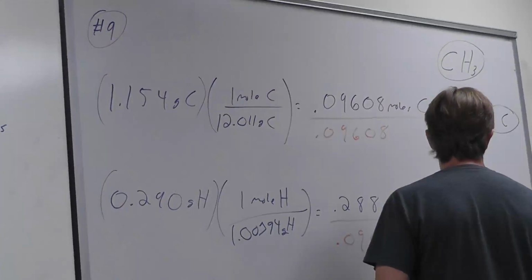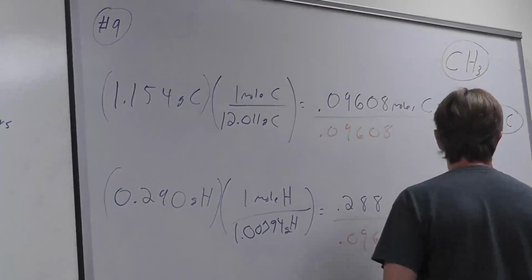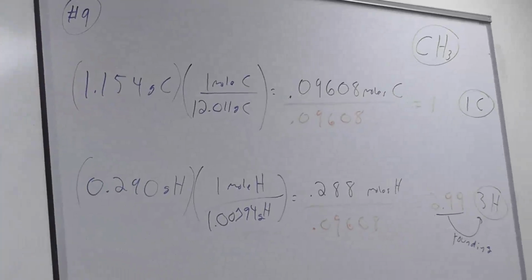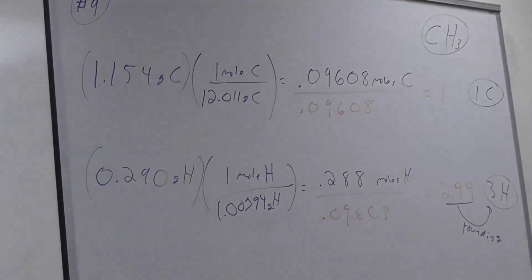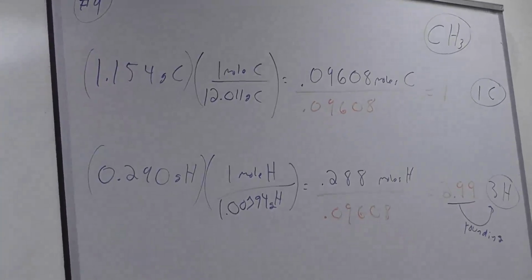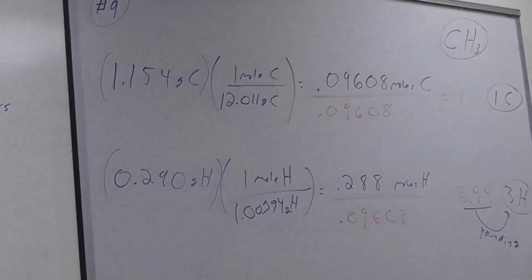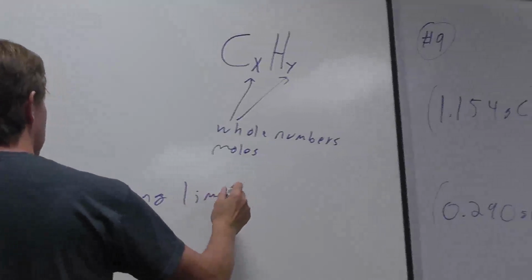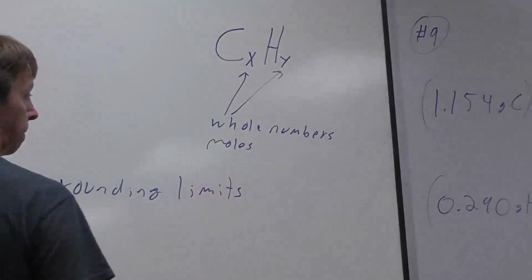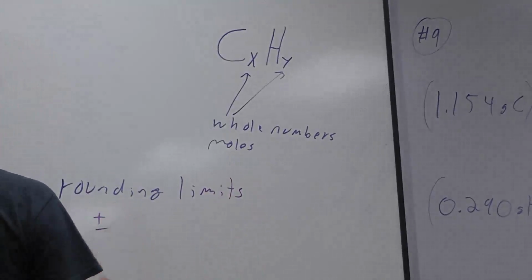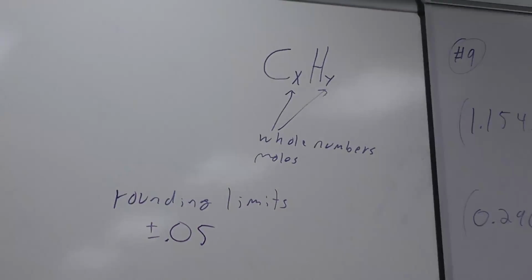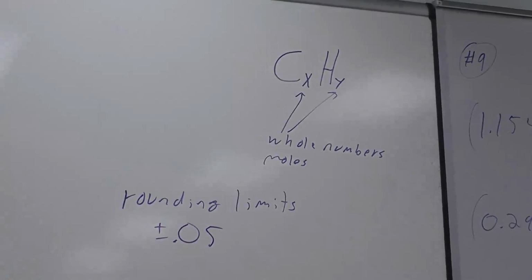We've done some rounding here. Because it's not going to fall out exactly on an integer, but it should fall out extremely close. When you're doing empirical formula calculations, you've got extremely narrow rounding limits, and that is you have to be within 0.05 of a whole number to round to that number.